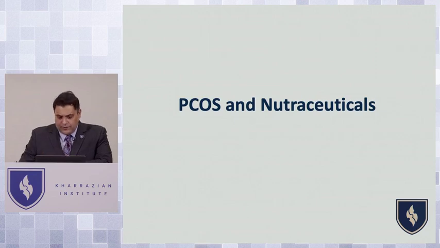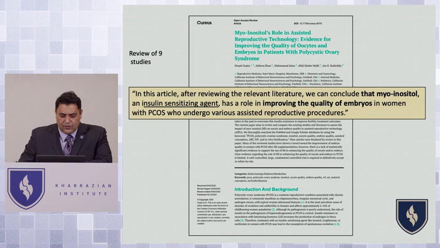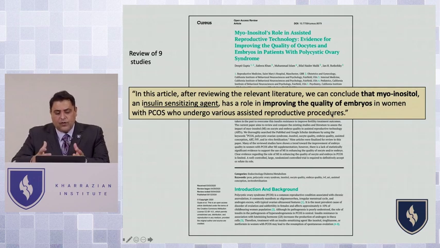Now let's talk about nutraceuticals for PCOS. As we know, PCOS is an insulin-related issue. One of the key things that's been shown in studies, this was a review of 9 studies where they looked at PCOS, was myo-inositol. In this article, after reviewing the relevant literature, we can conclude that myo-inositol, an insulin sensitizing agent, has a role in improving quality, not quantity, quality of embryos in women with PCOS who undergo various assisted reproductive procedures. So when they take women that have PCOS and they extract their eggs, most of those eggs just do not have healthy quality and they have bad embryos.